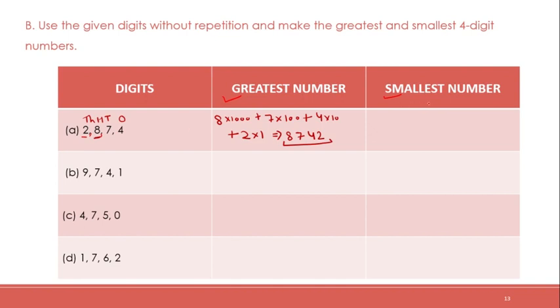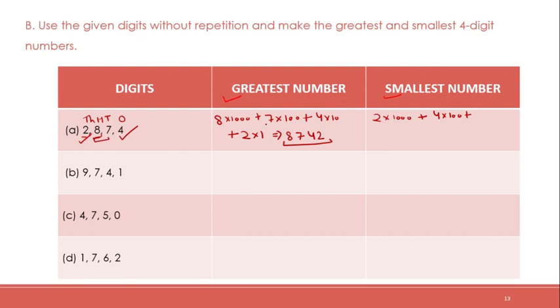Now let's come to the smallest number. For the smallest number, what do we have to do? We just have to find out the smallest digit. So the smallest digit is 2 here. So 2 times 1000 plus, now again we are left with 8, 7 and 4. Which one is smallest? 4 is smaller than 8 and 7. So 4 times 100 plus, now we are left with 8 and 7 only.